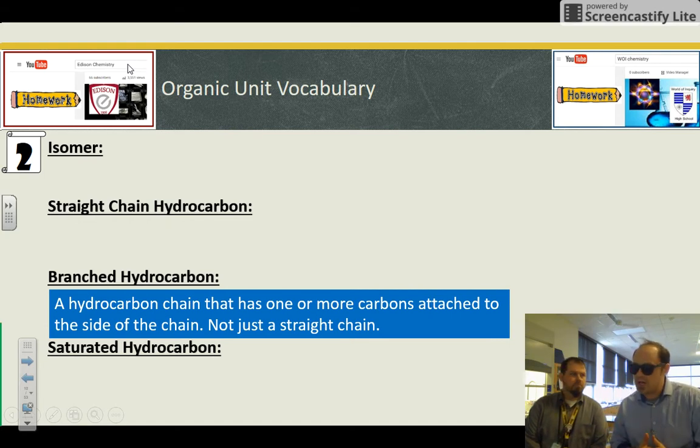It's not just a straight chain anymore. It might have a dangly or two danglies or whatever it may be. We'll learn how to name those pretty easy.